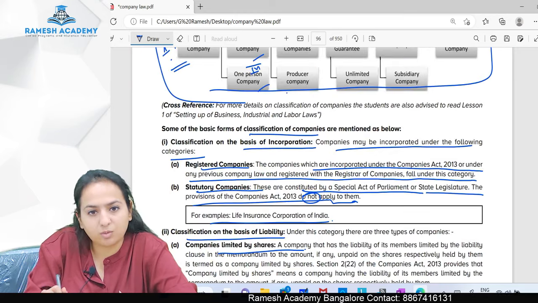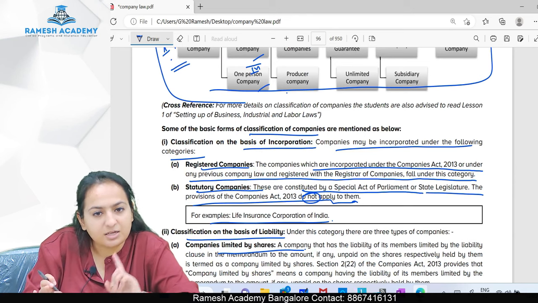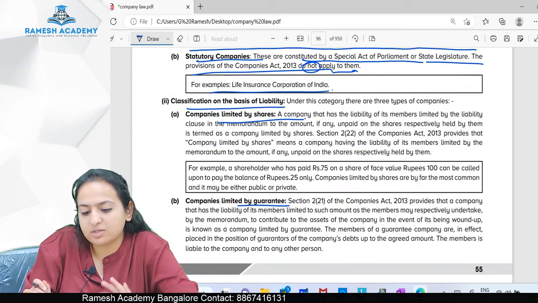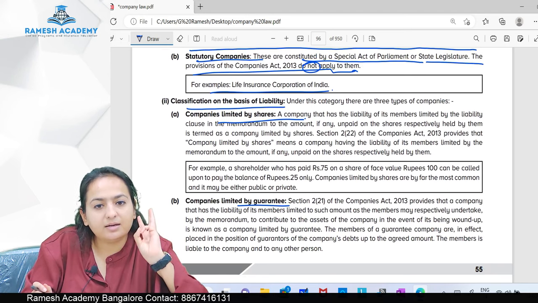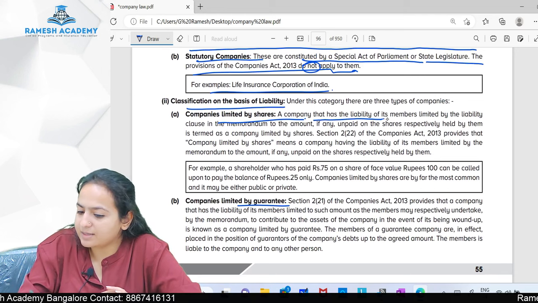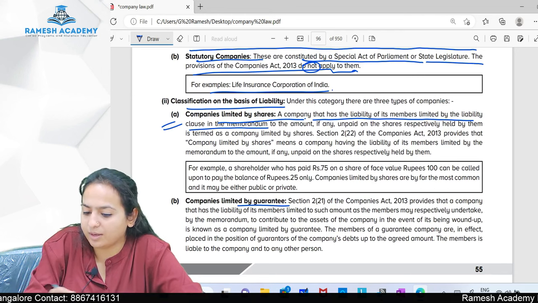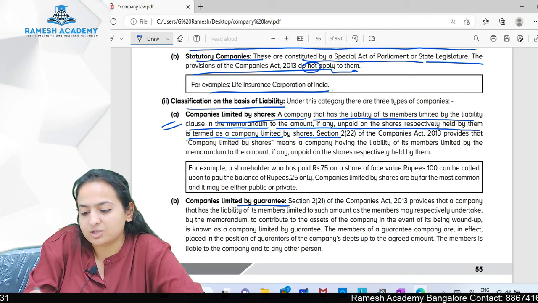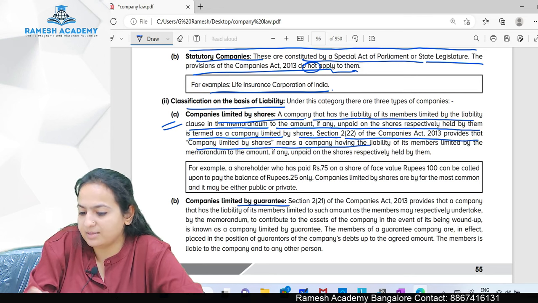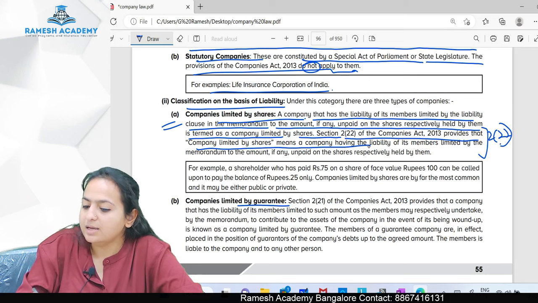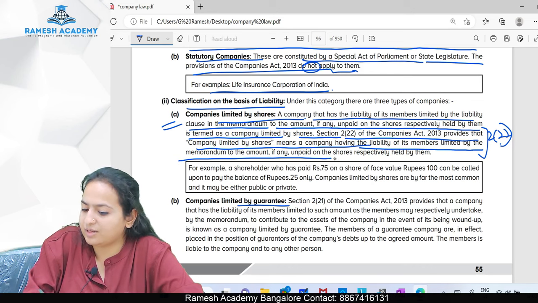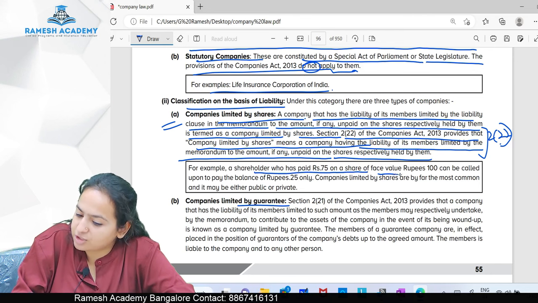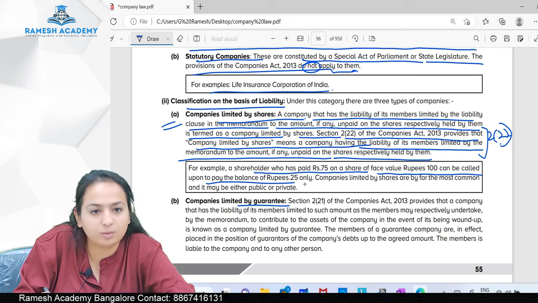So, classification on basis of incorporation: registered and statutory companies. Registered under the Companies Act; statutory companies registered under any other Act except the Companies Act. On the basis of liability, three: limited, unlimited and guarantee. So, limited by shares: a company that has the liability of the members limited to the amount, if any, unpaid on the shares respectively held by them, as stated in the MOA, is called a company limited by shares. Section 2 subsection 22, this is important, provides that a company limited by shares means a company having the liability of its members limited by the MOA to the amount, if any, unpaid on the shares respectively held by them. For example, you can write down: a shareholder who has paid 75 on a share of face value of 100 can be called upon to pay the balance. Now 25 is left. 25.